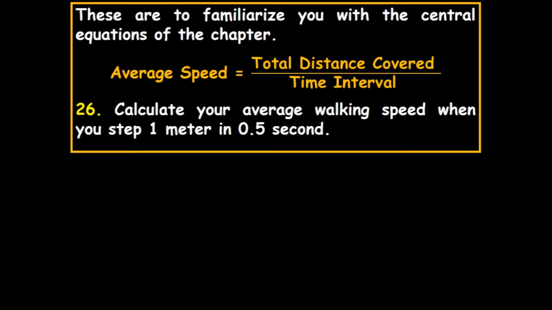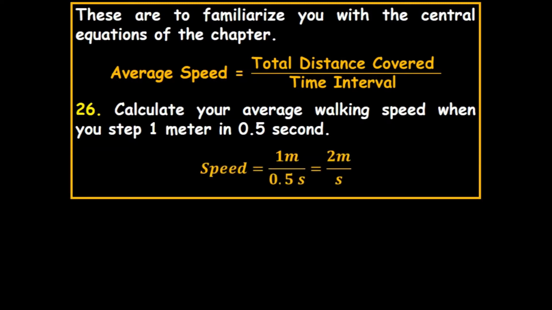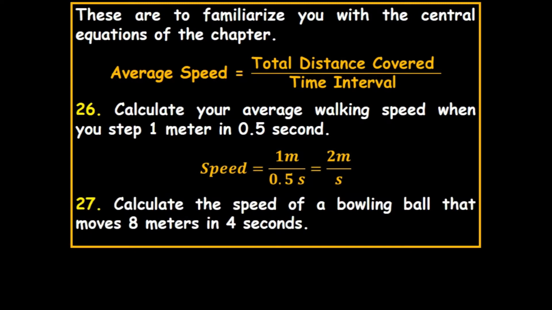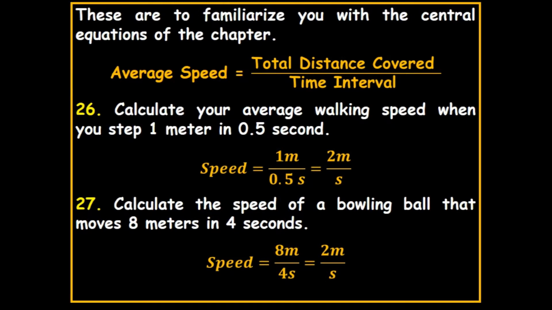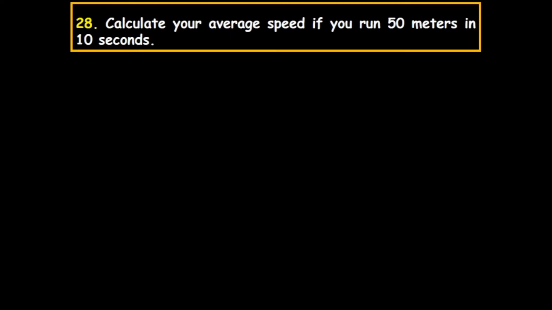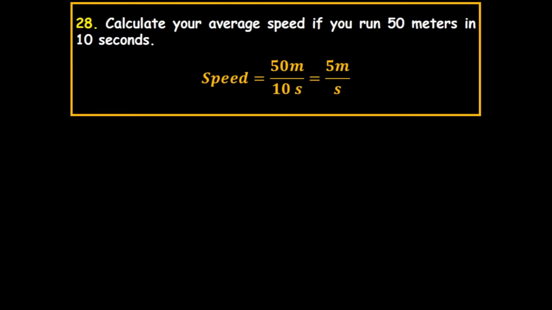Calculate your average walking speed when you step 1 meter in 0.5 seconds. It would be 1 meter divided by 0.5 seconds. Calculate the speed of a bowling ball that moves 8 meters in 4 seconds. It would be 8 meters divided by 4 seconds, which is 2 meters per second. Easy. Calculate your average speed if you run 50 meters in 10 seconds. Well, it'd be 50 meters divided by 10 seconds, which is 5 meters per second.